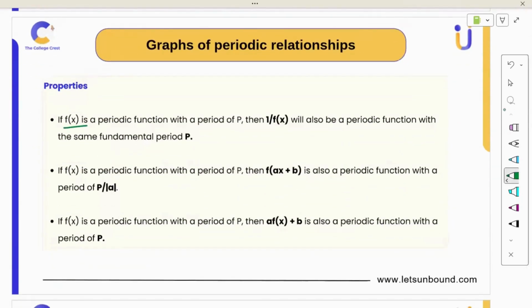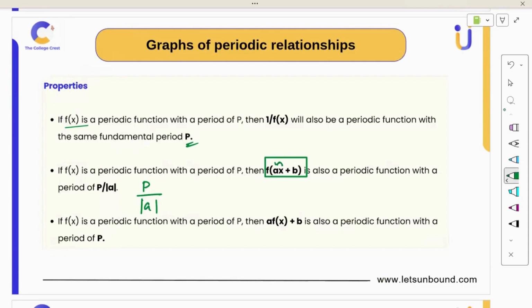And now, these are some properties. If your function is a periodic function with a period p, then the reciprocal of that function will also be periodic with the same period p. And if f of x is a periodic function, then f of ax plus p is also periodic, but the period value will change here. It is your original period divided by the absolute value of the x coefficient.